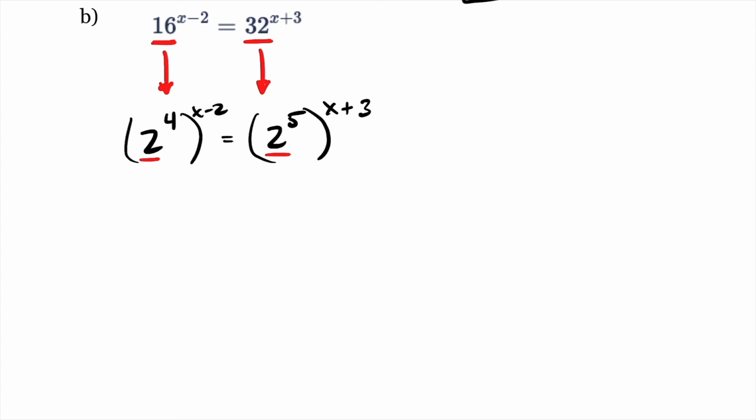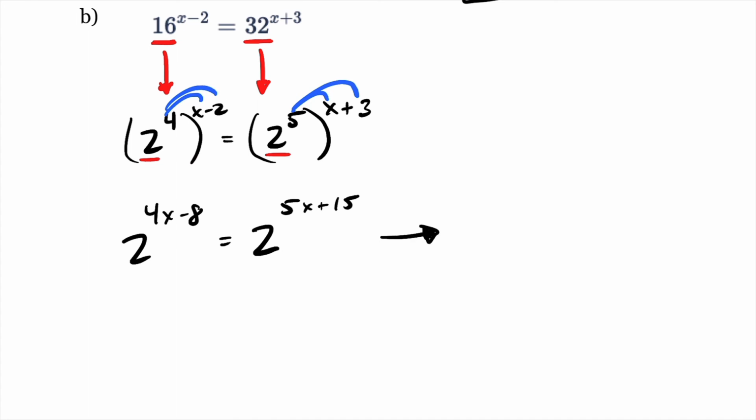Once you know what their common base is and you've rewritten it, again, 16 is the same as 2 to the 4th. If you were to go in your calculator and say 2 times 2 times 2 times 2, you get 16. And if you were to go to your calculator and go 2 times 2 times 2 times 2 times 2, you get 32. So I didn't change the number, they just look different. Okay, so now get rid of the parentheses. Distribute, distribute. So we get 2 to the 4x minus 8, and we get 2 to the 5x plus 15. No more parentheses. I know what the common base is.